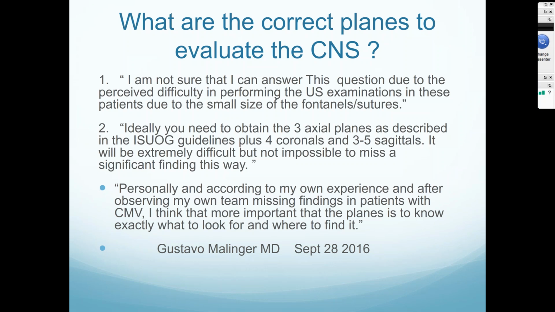Two says, ideally you need to obtain 3 axial planes as described in the ISUOG guidelines, plus 4 coronals and 3 to 5 sagittals. It will be extremely difficult, but not impossible, to miss a significant finding this way.